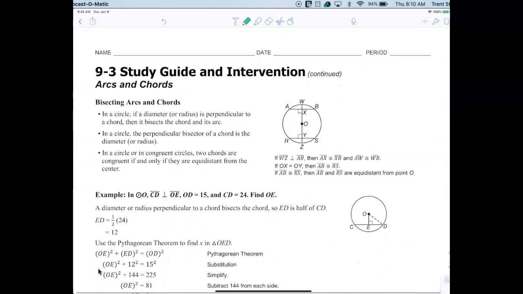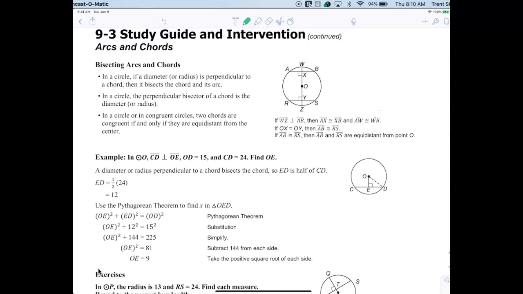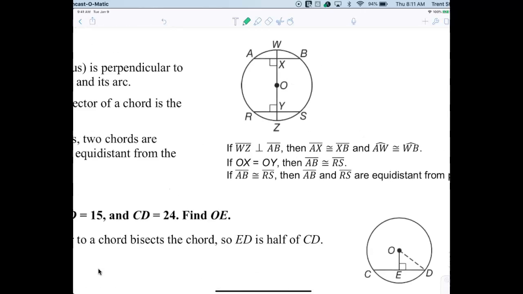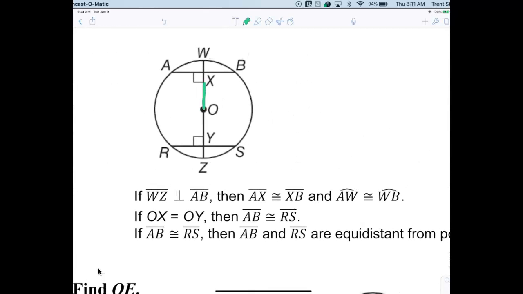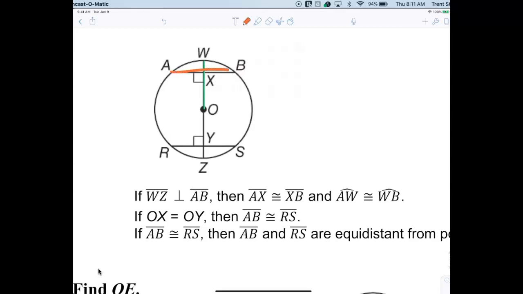Now the other two parts. It says, in a circle, if a diameter or a radius is perpendicular to the chord, then it bisects the chord and its arc. I'll give you an example up here. OW is perpendicular to AB. So just somebody tell me what's true.